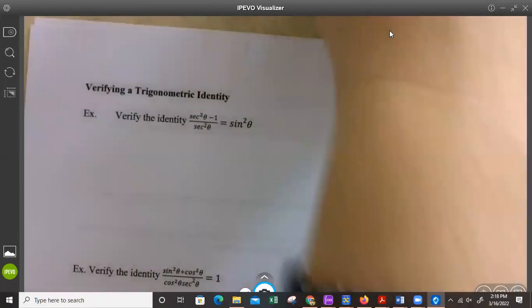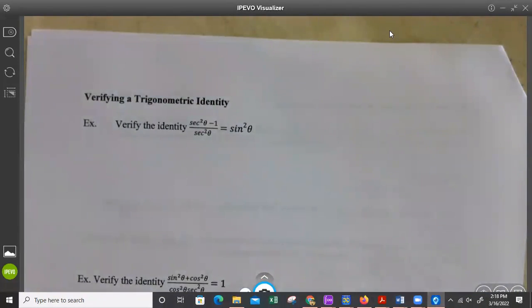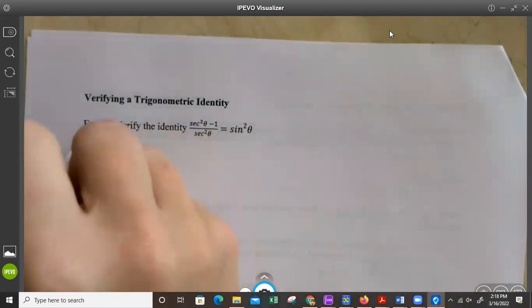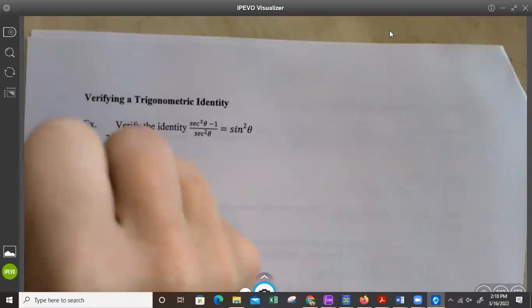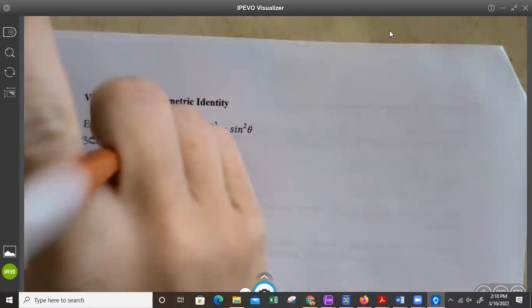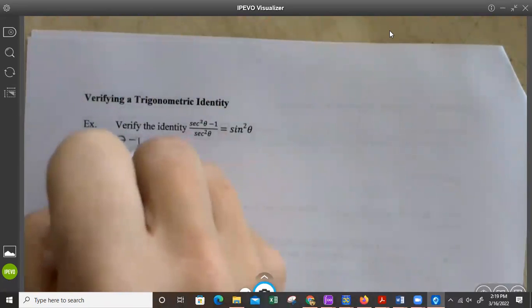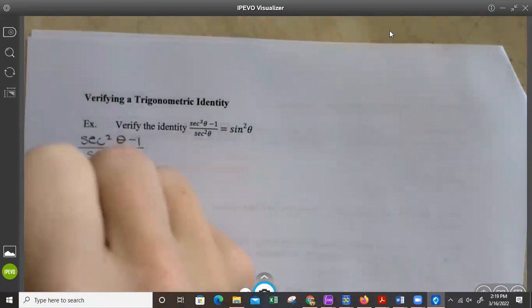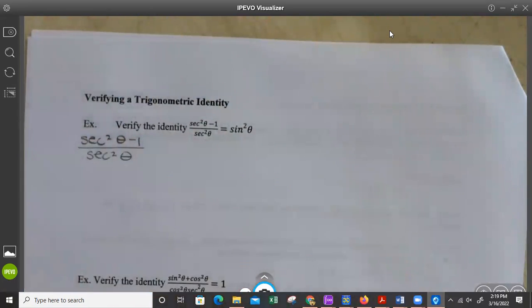All right. Verify the identity that secant squared theta minus 1 over secant squared theta is equal to sine squared theta. Which side is the hardest? Yeah. So the left one is the hardest one. So we're going to fix it. So we're going to write it down and we're going to try to make it look like this. So secant squared theta minus 1 over secant squared theta.